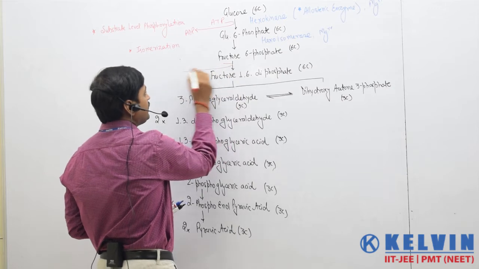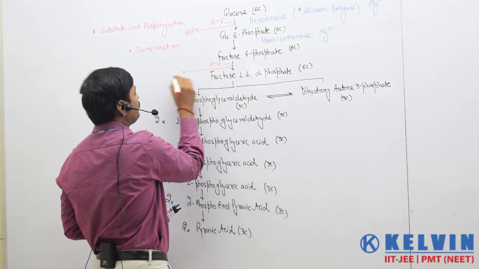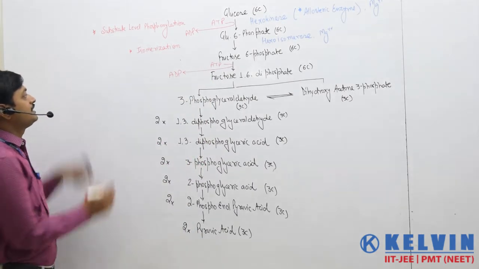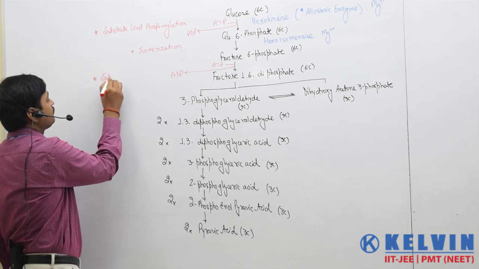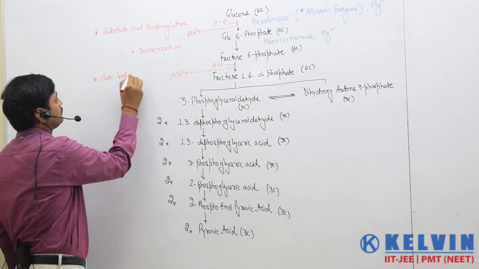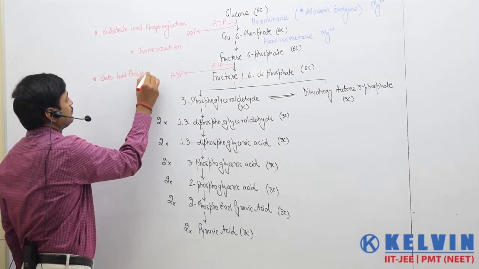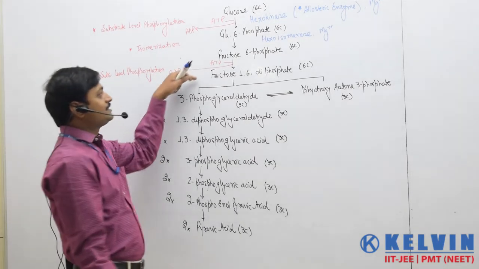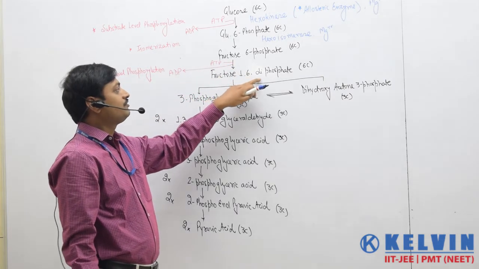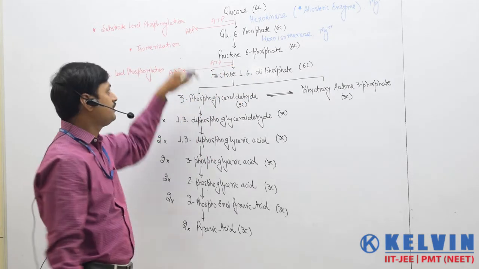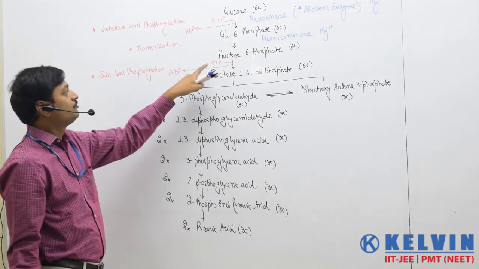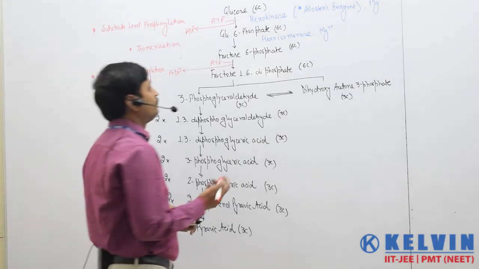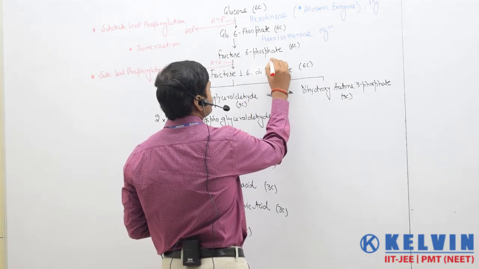So another ATP molecule is used, and we have formation of ADP. Because an ATP molecule is used, again this is a step of substrate level phosphorylation. Fructose 1,6-diphosphate is the product, fructose 6-phosphate is the substrate, ATP is the substrate, ADP is the product. One phosphate comes from the ATP, so the step is substrate level phosphorylation.